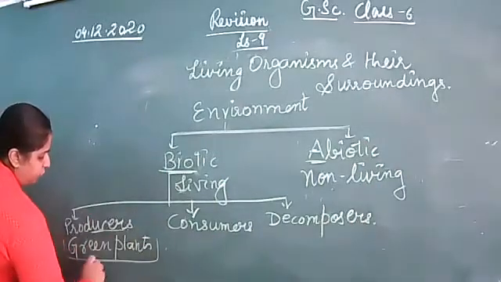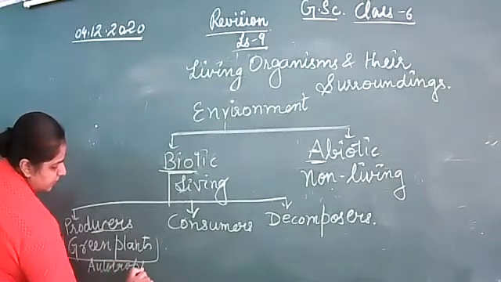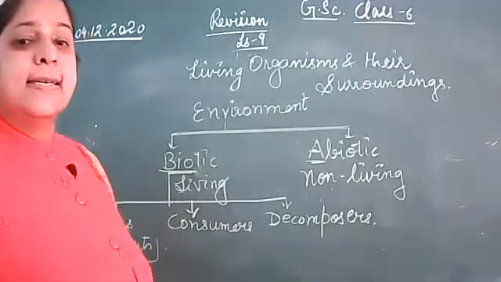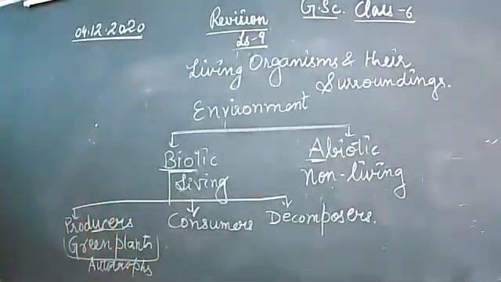हम इनको और क्या बोलते हैं? Autotrophs. Right? They are also known as autotrophs. Clear?